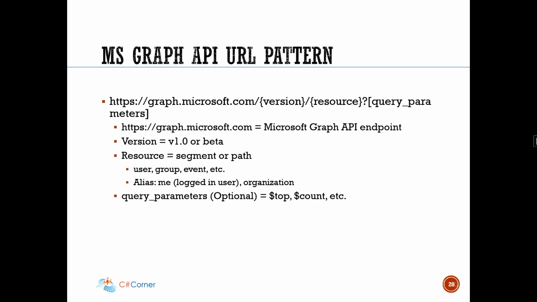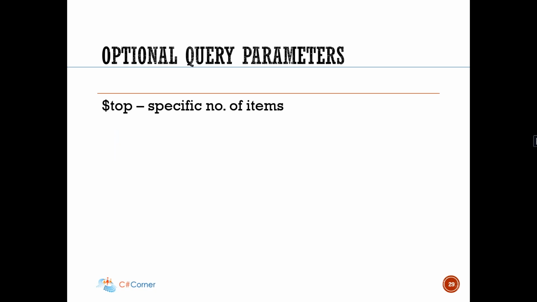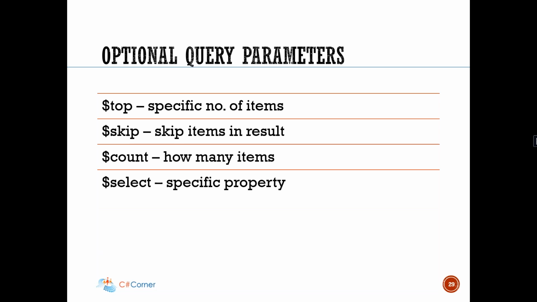And alias, there are two aliases. Me corresponds to the logged-in user. So if you write graph.microsoft.com/v1.0/me, then all the data or info you see will correspond to the user who has logged in. The optional query parameters are OData version 4.0, which is supported by Graph API. These are query parameters for accessing or modifying your data. Some of those are top, skip, count, select.